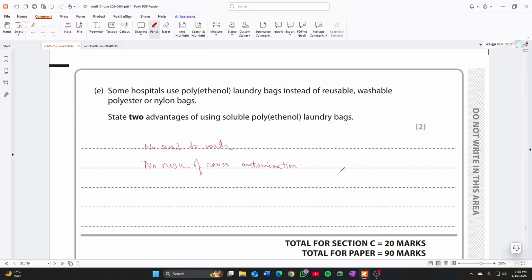Moving on to the next question. This is our last question. Some hospitals use polyethanol laundry bags instead of reusable, washable polyester or nylon bags. State 2 advantages. Since these are soluble, we don't have to wash them. We can just dump them in water and they will become soluble and vanish. Also, there is the risk of cross contamination, because these bags are not used twice and not exchanging hands. Therefore cross contamination is eliminated.